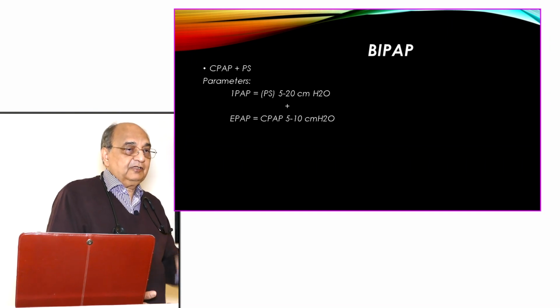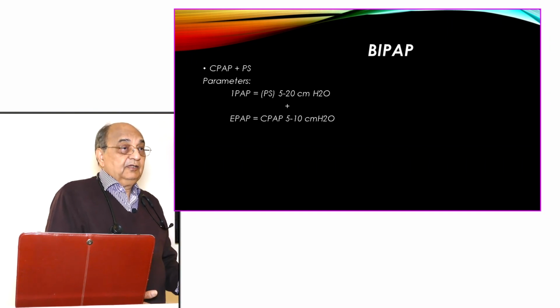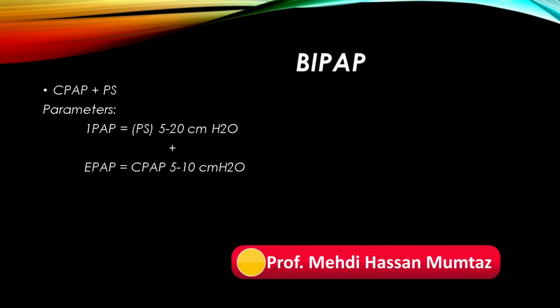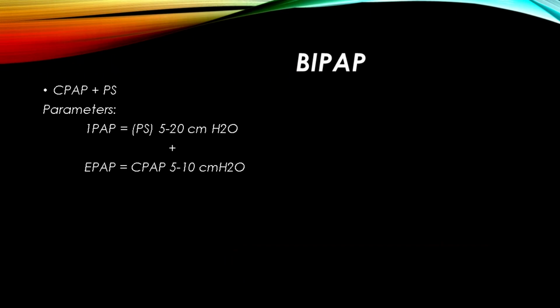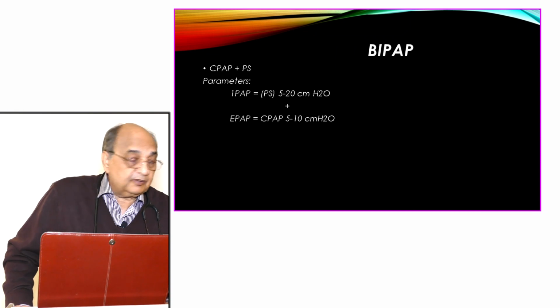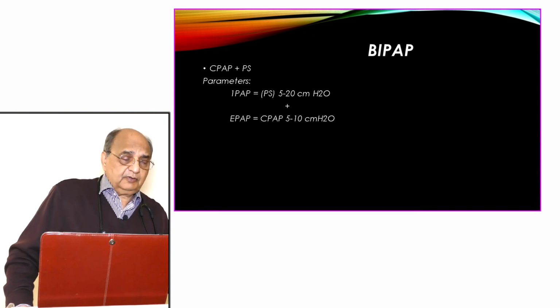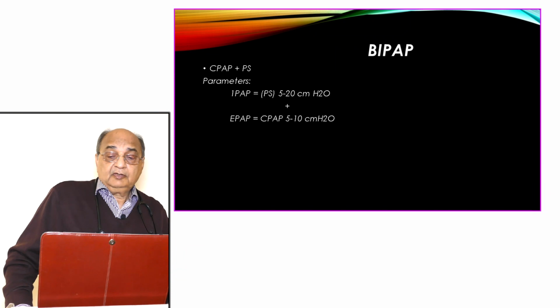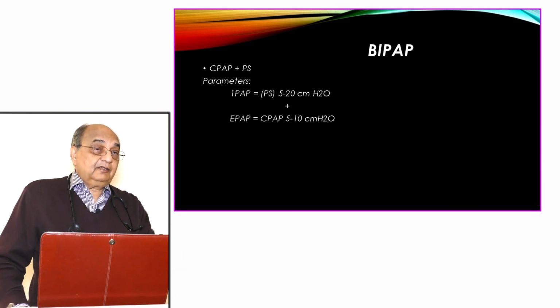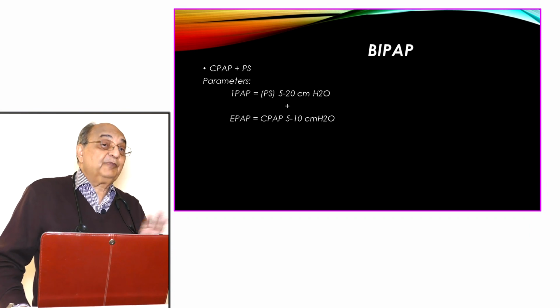So first condition is the patient should be breathing on its own. Then adjustment of FiO2, adjustment of tidal volume depends on how much pressure you are going to give to the patient, right? So IPAP is called pressure support, 5 to 20 centimeter of water, and EPAP is CPAP, that is 5 to 10 centimeter of water. You can go up to 20 also. So this is important, and it's a very common word which is being used, BiPAP.